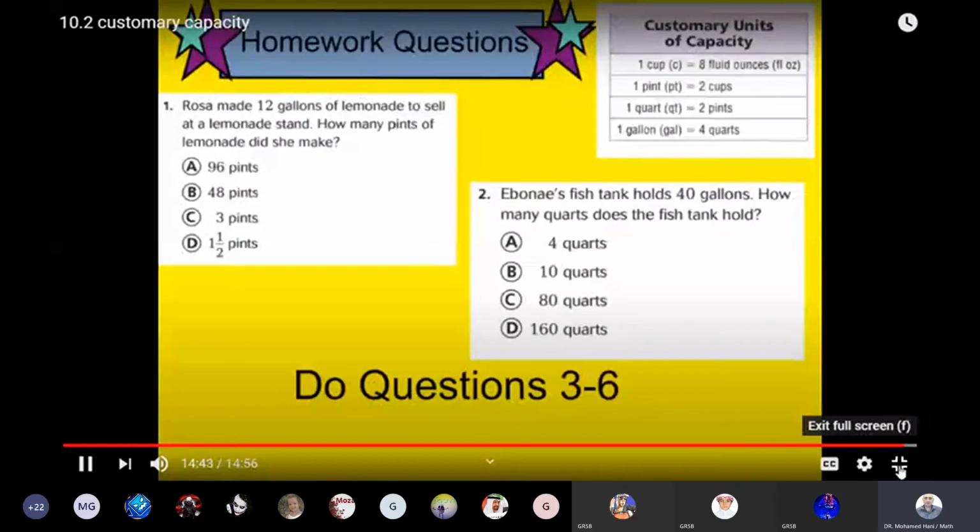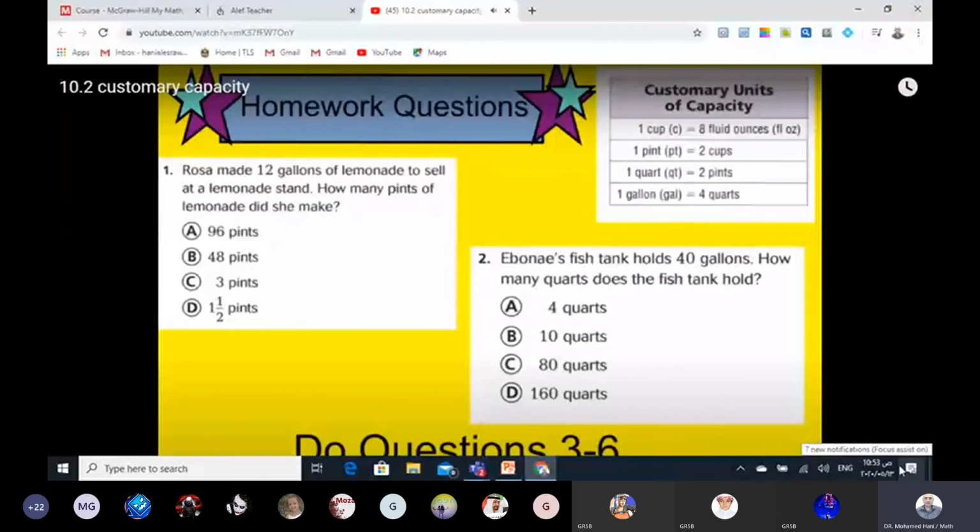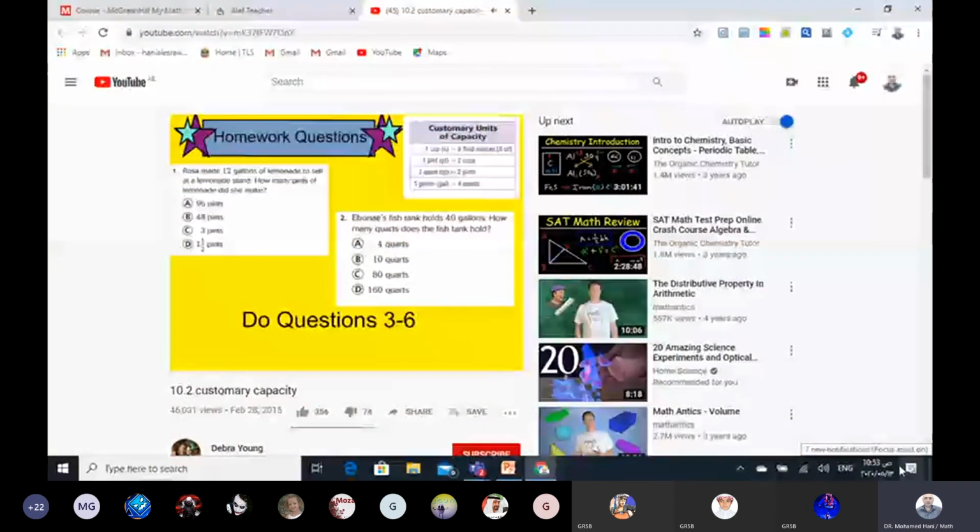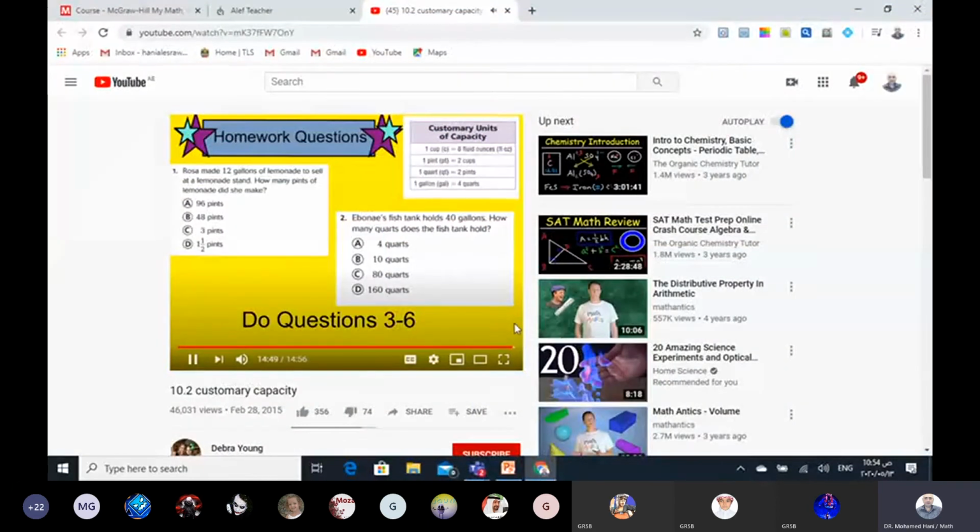And remember, tomorrow in class, we're going to be doing more questions just like these to get really good at them and to really have an understanding about capacity. So go ahead, boys and girls, and finish out these questions, and we'll check them tomorrow in class.